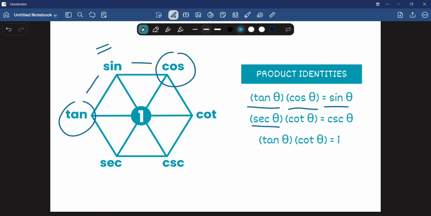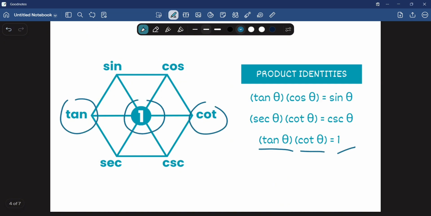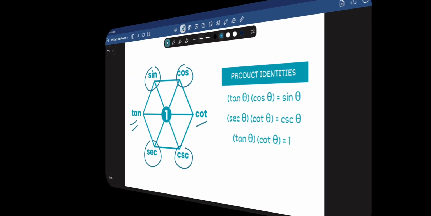Another example is secant theta multiplied by cotangent theta gives us cosecant theta. As illustrated in the hexagon, the middle identity is cosecant theta. We also have tangent theta times cotangent theta with 1 as their product positioned right in the middle. We can also prove the product identities cosine theta multiplied by cosecant theta results in cotangent, and sine theta multiplied by secant theta is equal to tangent theta. And that's how the product identities work. Once you follow the middle term, the products become very easy to identify.